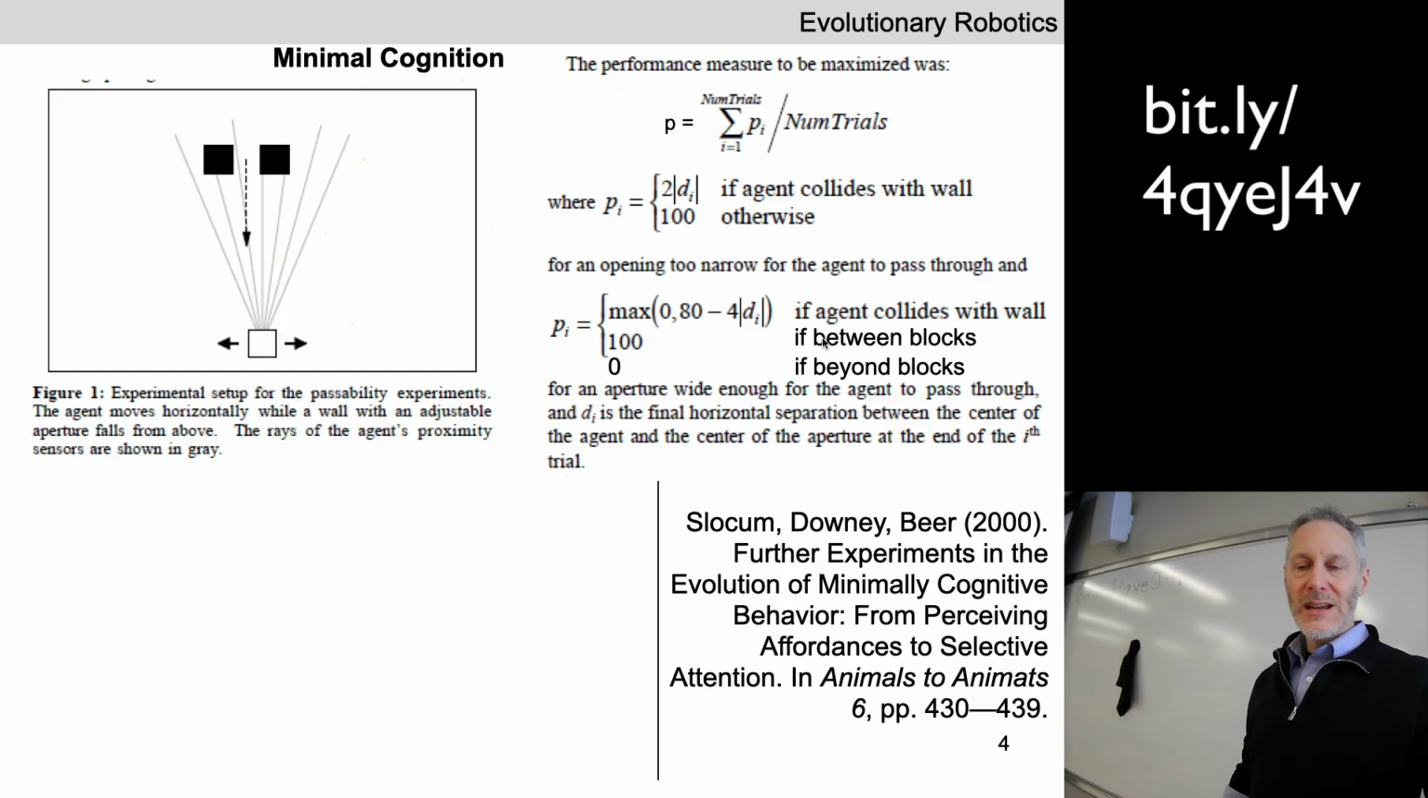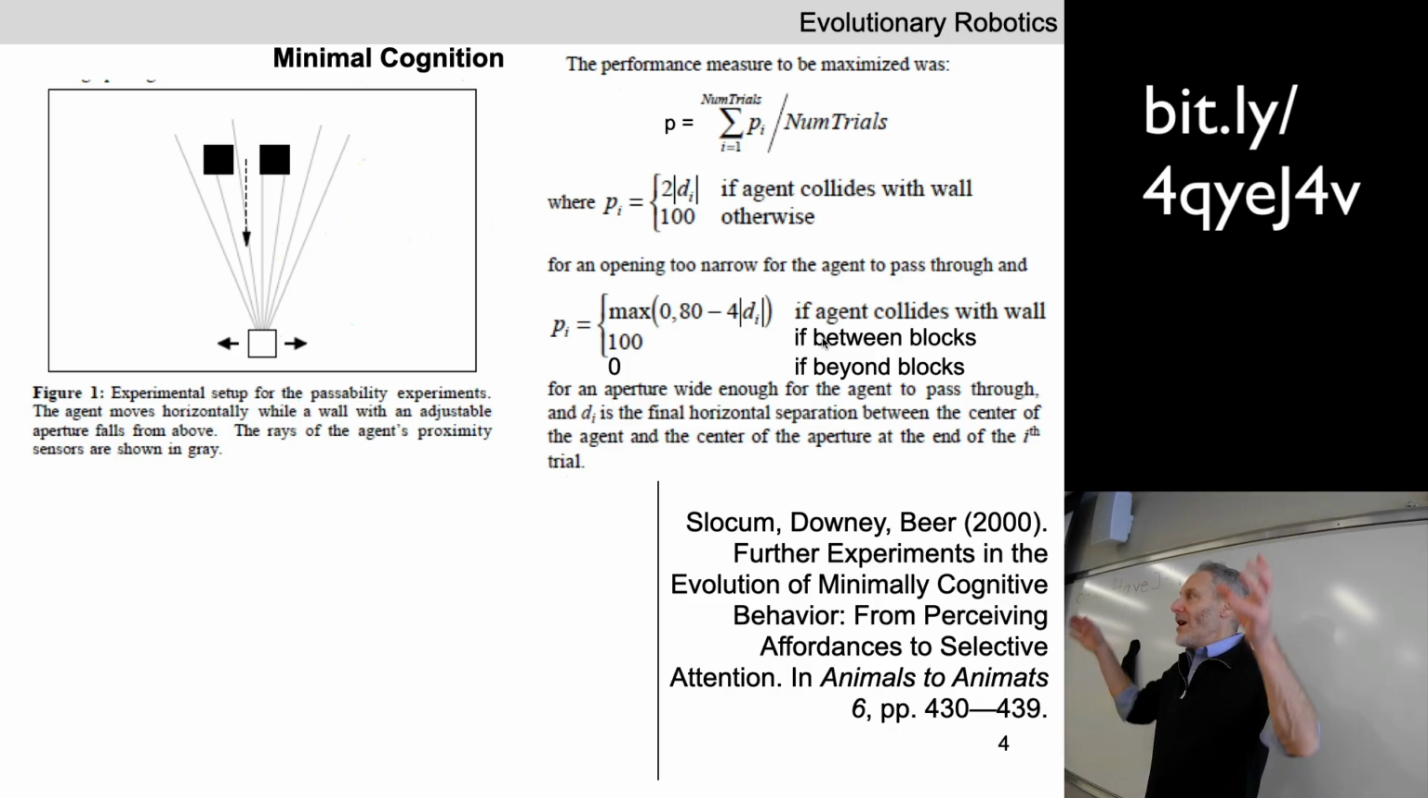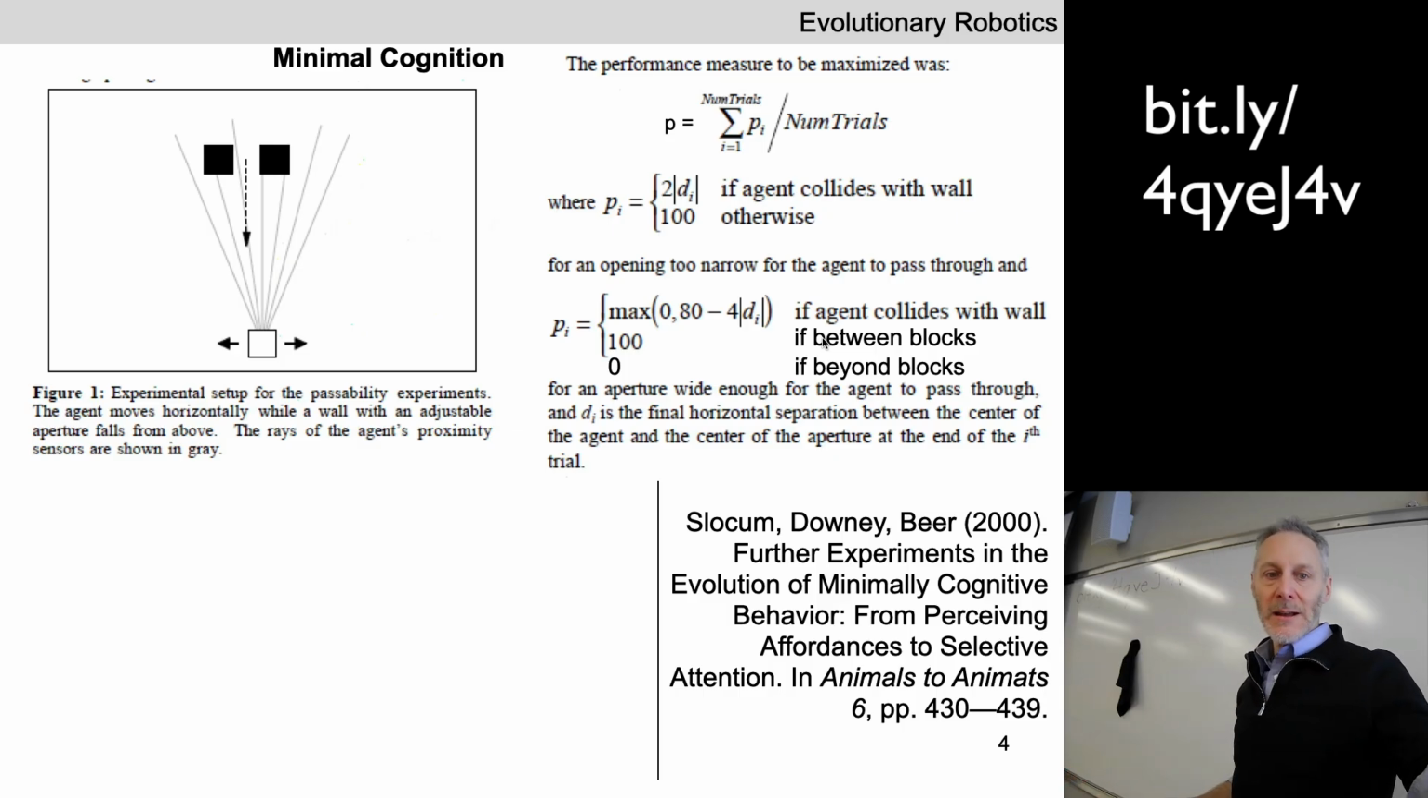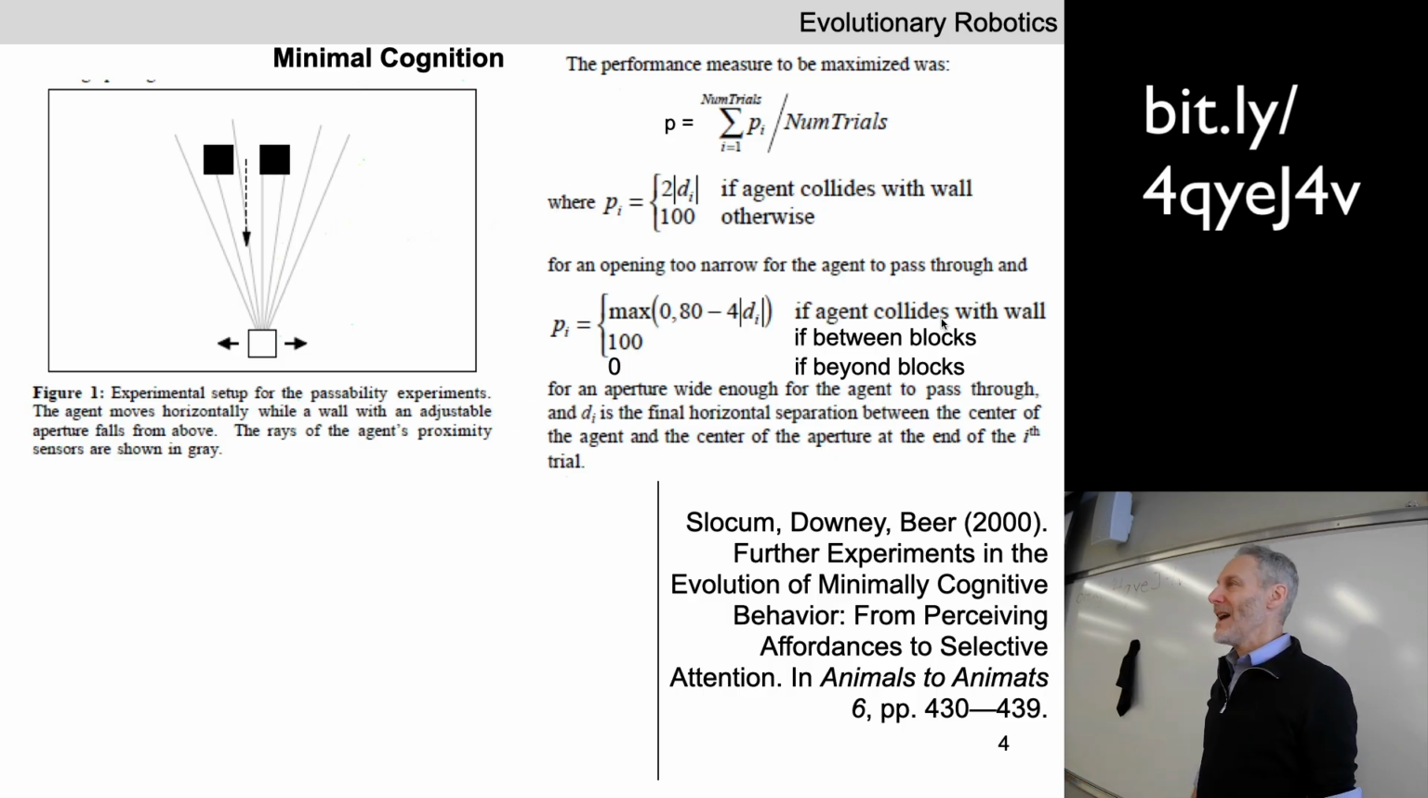Maximum points if the robot gets between the objects and one object falls to the agent's left and the other object falls to the agent's right. And this kind of clumsy term here, if the agent collides with the wall.